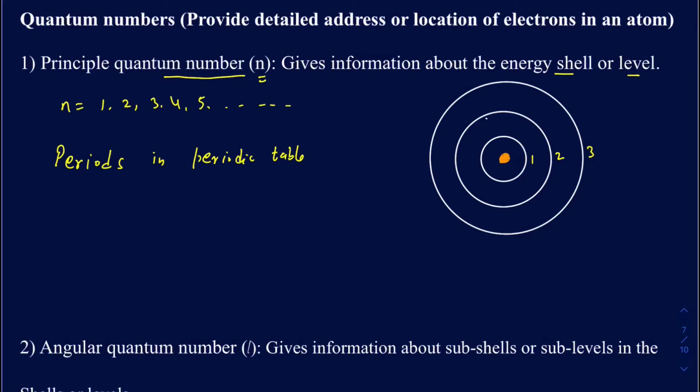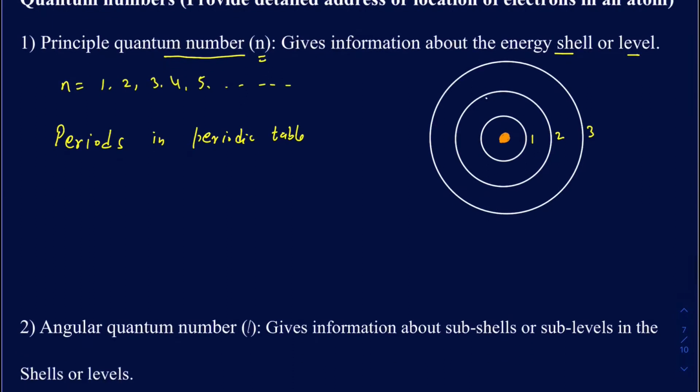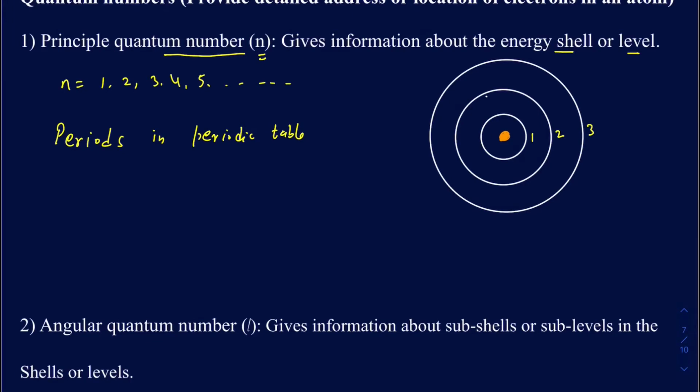Okay, so once you know about the principal quantum number, let's say I have an electron that's residing in the third shell. Now this third shell could be very big, and you have to have a little bit more information on where exactly on the third shell this particular electron lives. That's when the second quantum number steps in, and the second quantum number is actually dependent on the first quantum number.